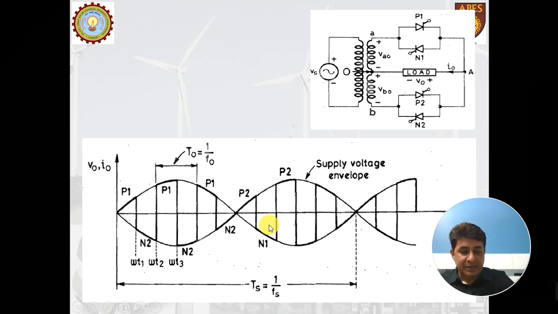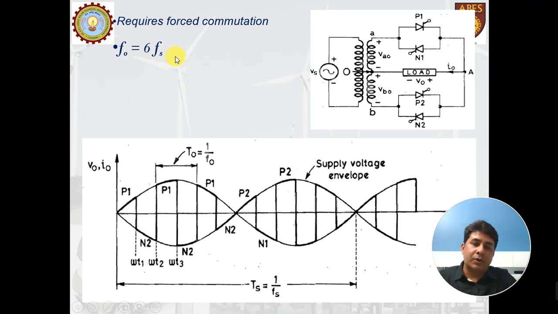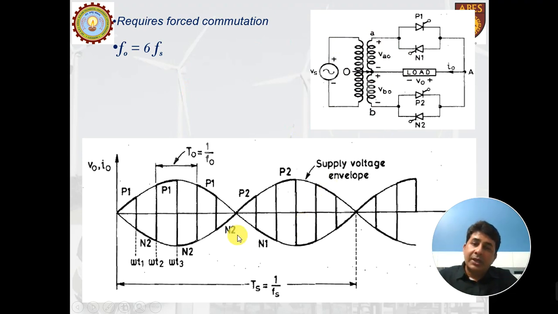That is why I have written at this side that output frequency f naught is equal to 6 times the supply frequency. So basically you have stepped up the frequency by 6 times. So if the input frequency is say 50 hertz, you will be getting 300 hertz at the output side. Now this is what we discussed for the midpoint kind of configuration.